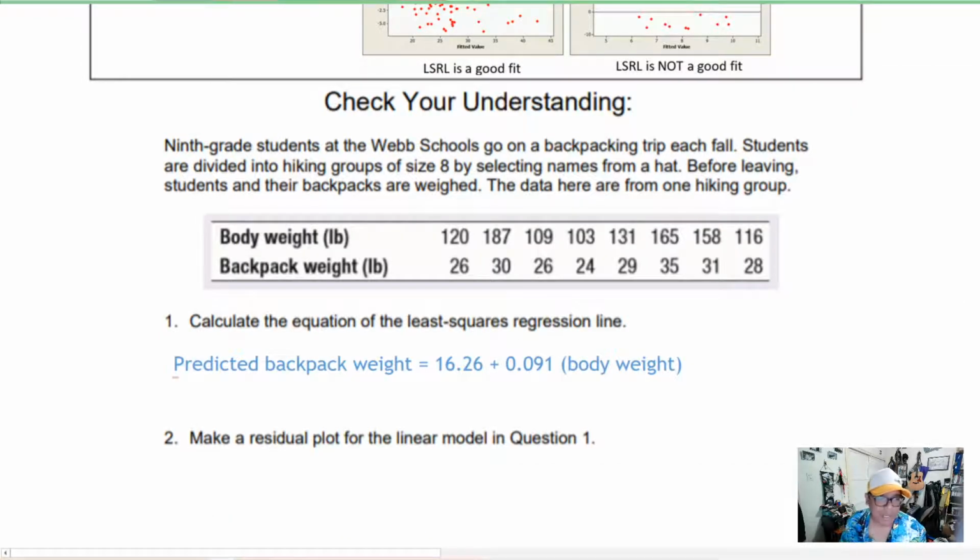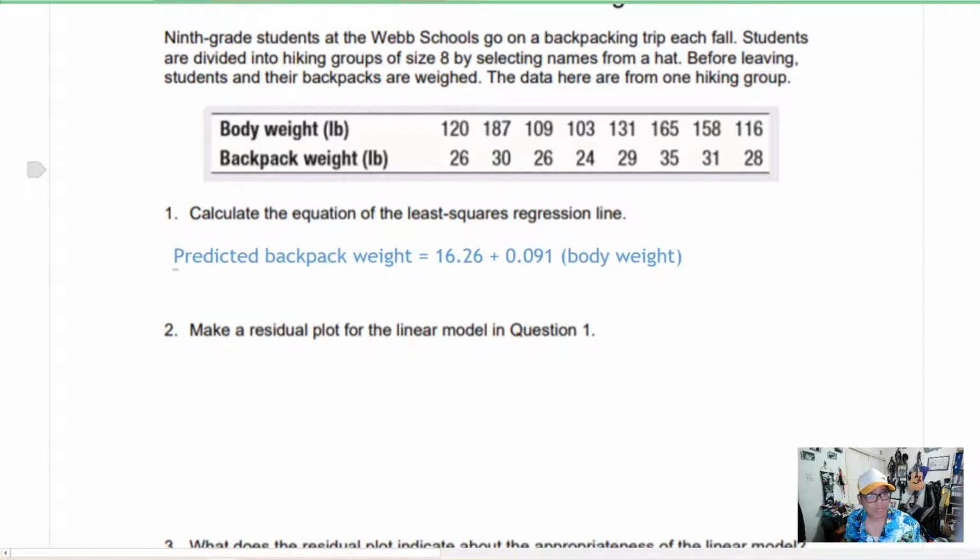Just like everything else in AP Statistics, we know you have a calculator. We know you're using a calculator. You don't have to tell us what you're putting into your calculator. Just write down this least squares regression line. Okay. Next, we're going to make the residual plot for equation 1. Okay, so I'll show you a couple of things here for making the residual plot.